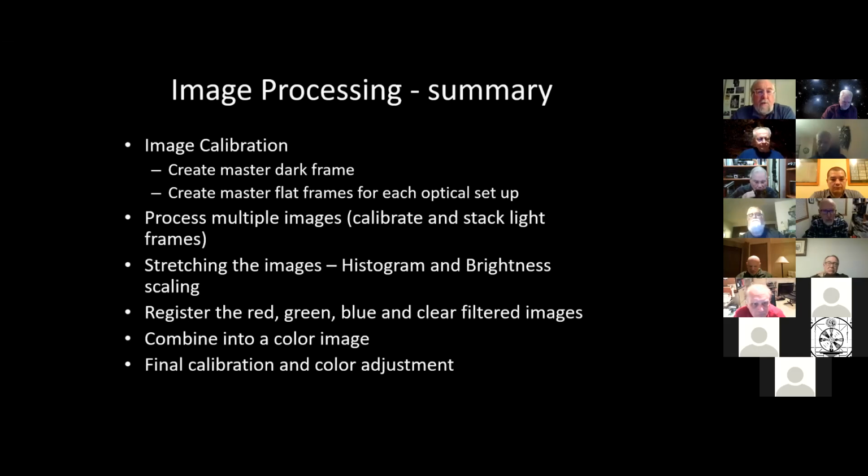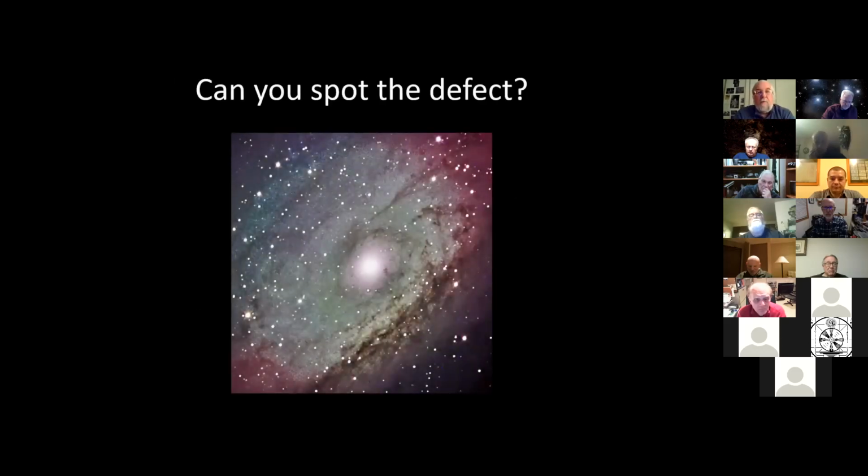Image calibration: you create a master dark frame, create the master flat frames for each optical setup. Process multiple images, calibrate and stack light frames. Stretch the images, register the red, green, blue, and clear, combine into a color image, and then final calibration and color adjustment. So that final one is where you maybe go into Photoshop or Corel or something and just tweak it a little at a time, right? Just little by little.